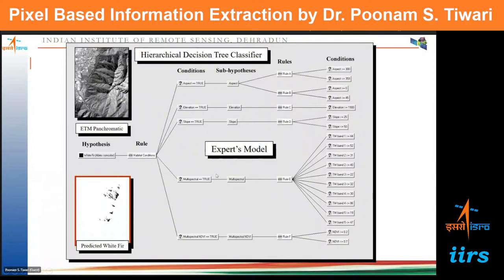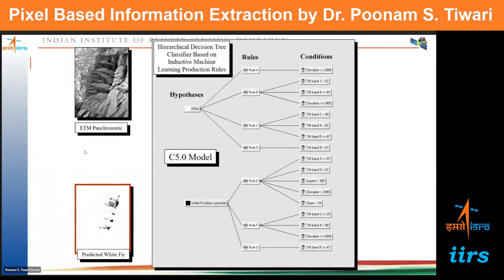So when all these conditions are true, these are our rules. This is the sub-hypothesis, conditions, and finally we will say, based on the pixel value, the habitat conditions, and all the knowledge that we have, that this particular pixel belongs to, or the vegetation here is for, this particular species, that is white fir. This is how hierarchical decision tree classifiers are done.